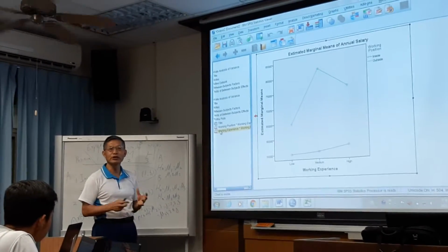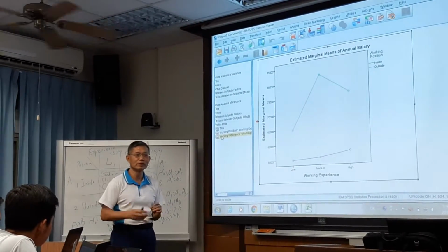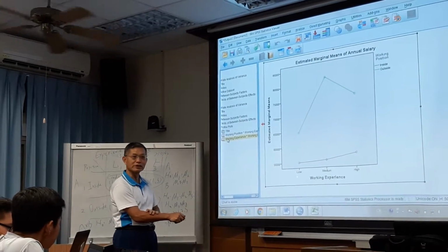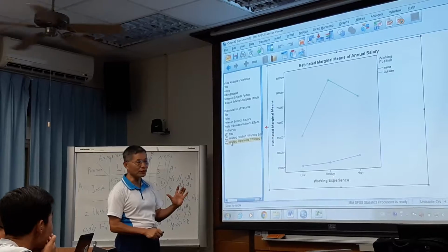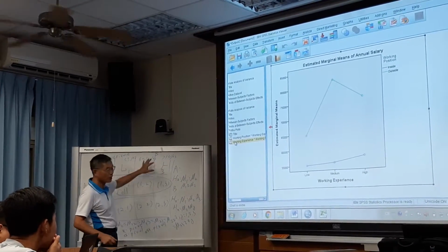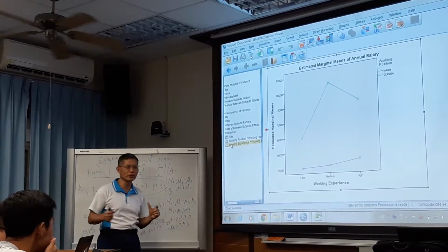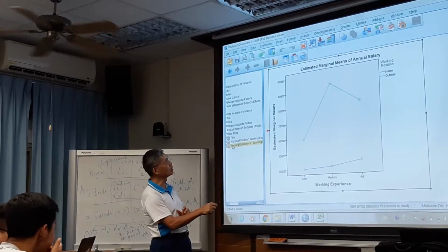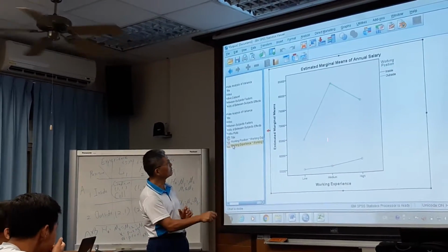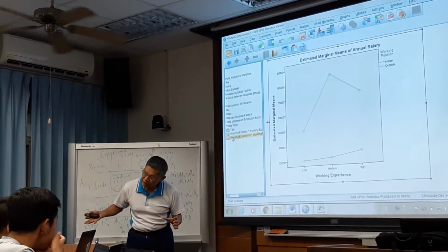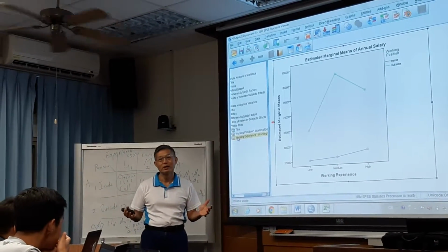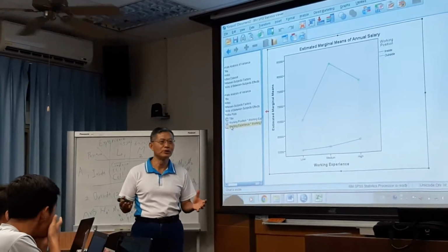How much annual salary? Between these two groups for the low experience, $10,000 per year. When you move to the medium experience, for those people who have 6 to 10 years working experience, what's the difference between outside and inside? Probably $25,000. Are they the same? No. What does that tell you?